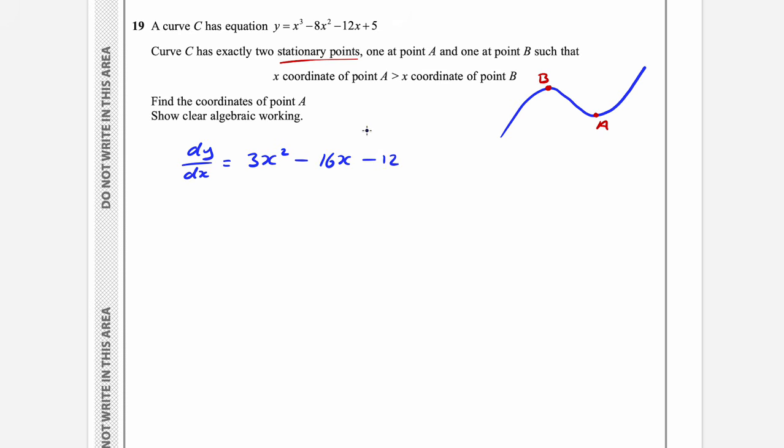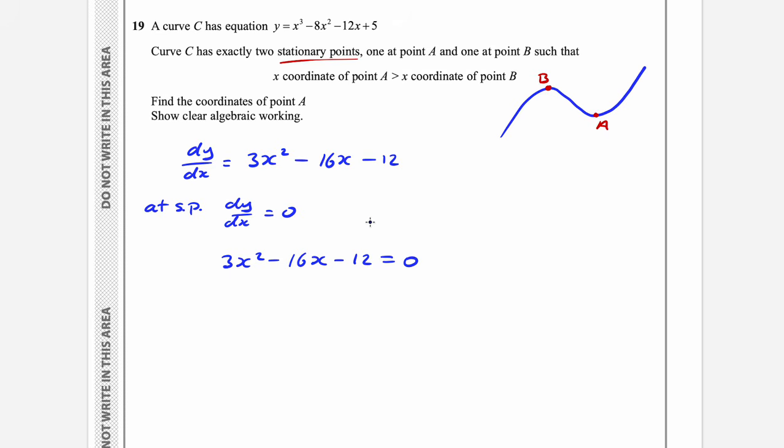Okay, at a stationary point, dy/dx equals 0. Write that somewhere, guys. You might pick up a point even if you mess up the rest of it. So write that down, and then we do 3x squared minus 16x minus 12 equals 0.